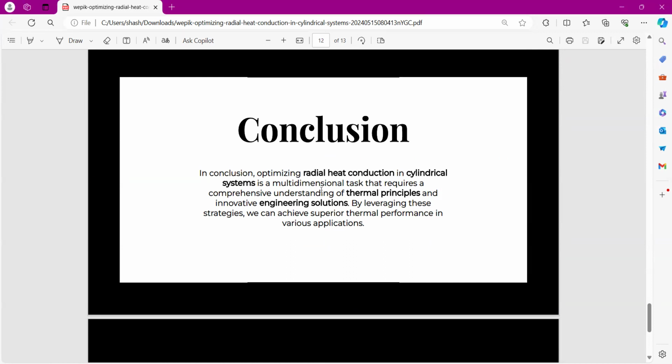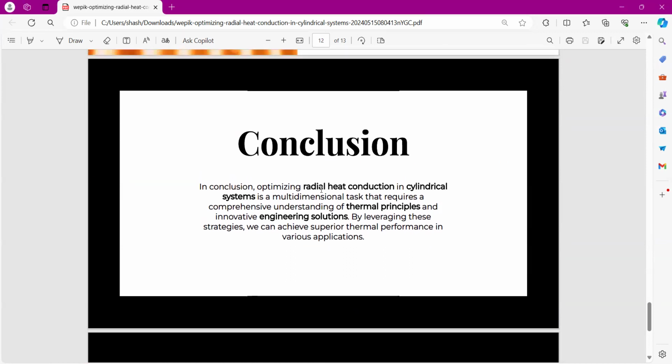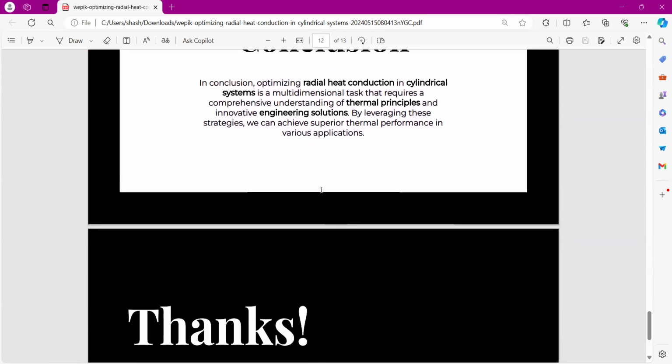By leveraging these strategies, we can achieve superior thermal performance in various applications. Thank you.